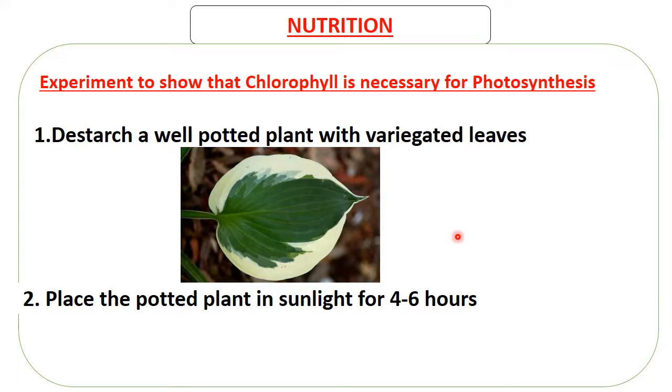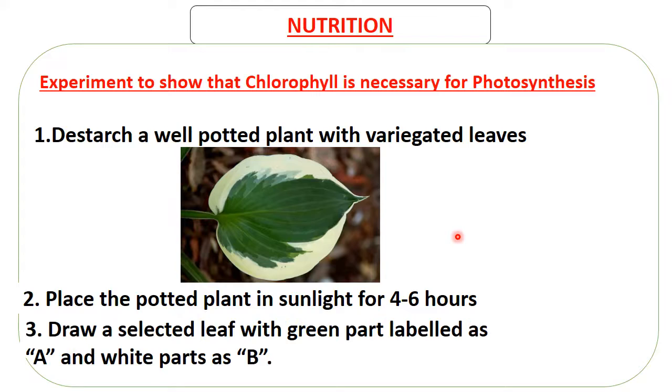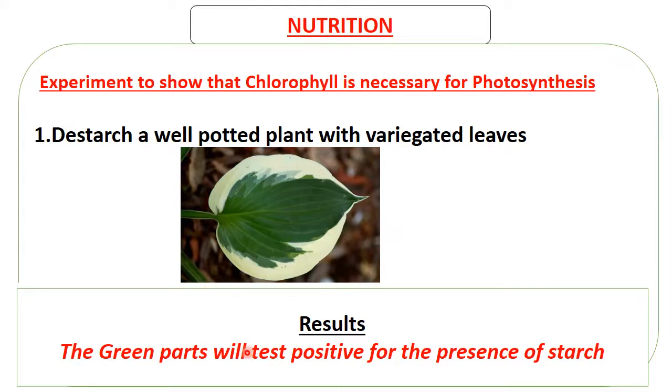So we're going to place the potted plant in sunlight for 4 to 6 hours. And then of course we can just draw this so that you are able to trace which part is white and which part is green, because when you apply iodine, you won't be able to tell which part is green and which part is white. So you can label the parts. Maybe in your drawing, you can call this one part A and the other one part B, so that you are able to track. Once that is done, you're going to discover that the green parts will test positive for the presence of starch, while the white part won't test positive, meaning that photosynthesis has taken place here only, not here.